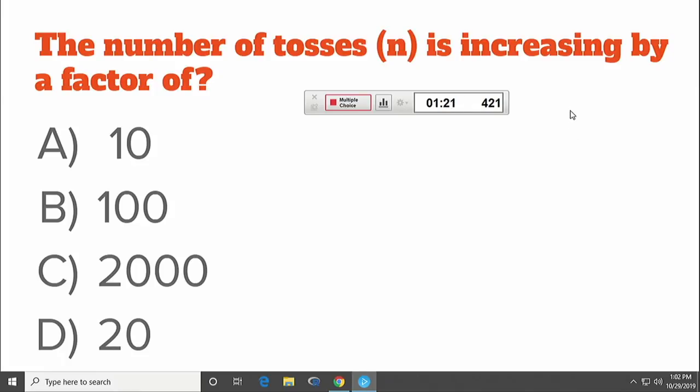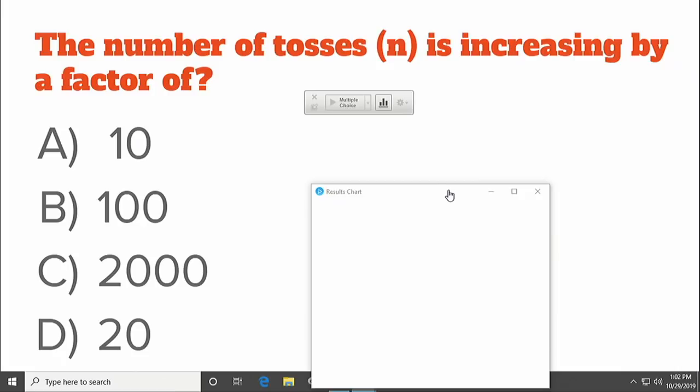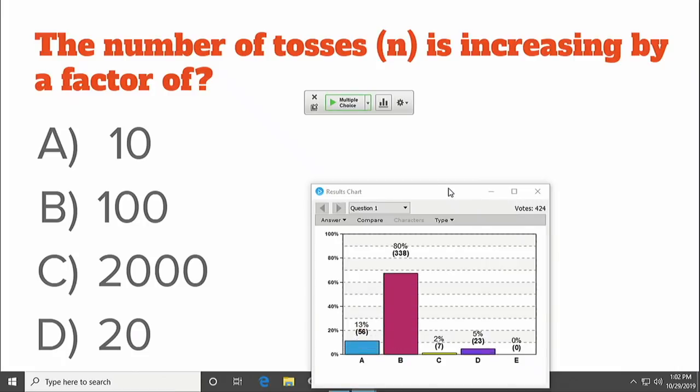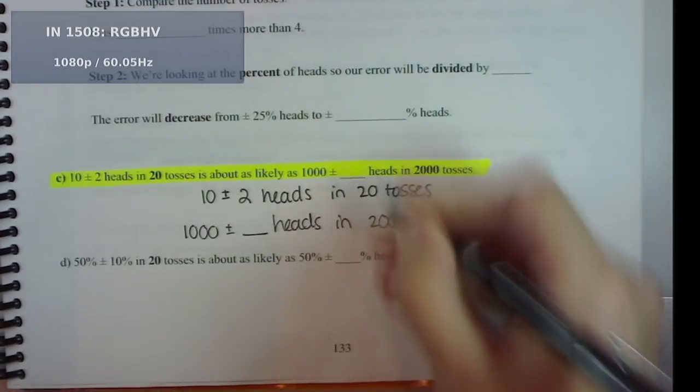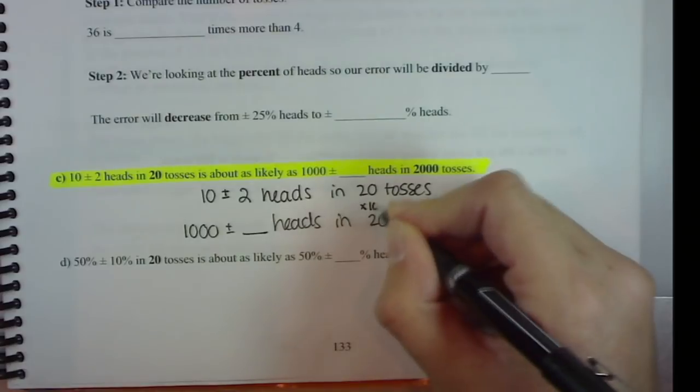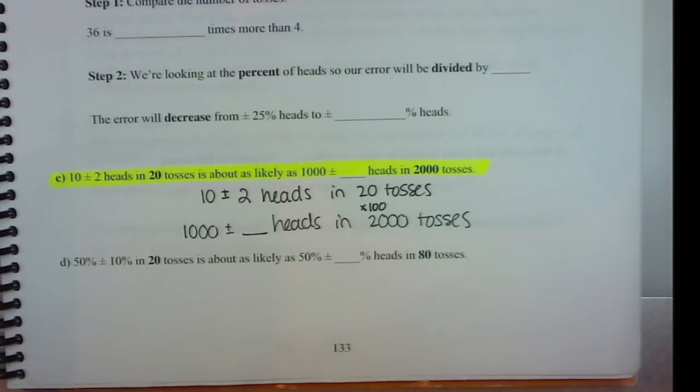Okay, go ahead and answer even if you have not yet. Let's check. N is increasing by a factor of... Yay, okay, good. You guys are on the same page with me about that. 100, right? N is going from, here we go. Let's go back. That was good. 20 to 2,000. So 20 times what gives me 2,000? You could do 2,000 divided by 20 to get that answer.